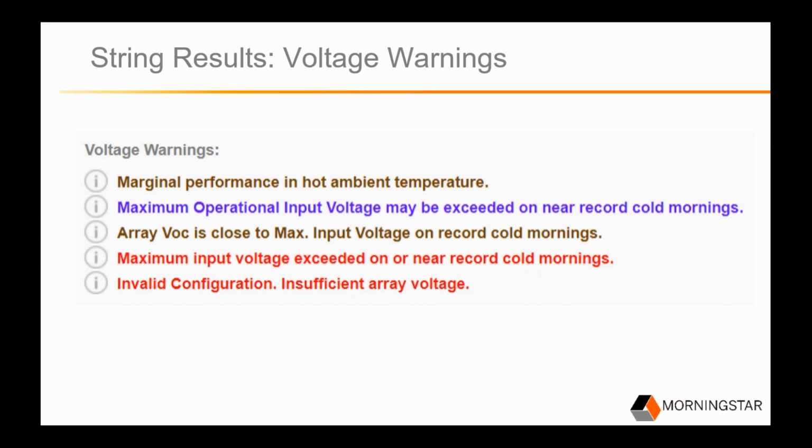The third warning, array VOC is close to max input voltage on record cold mornings, lets you know that you're getting close to the max input voltage for the controller. Maximum input voltage exceeding on or near record cold mornings is a warning that the array voltage could exceed the max input voltage of the controller. And then the last warning, invalid configuration, insufficient array voltage, is displayed with PWM controllers when the VMP is way too low.